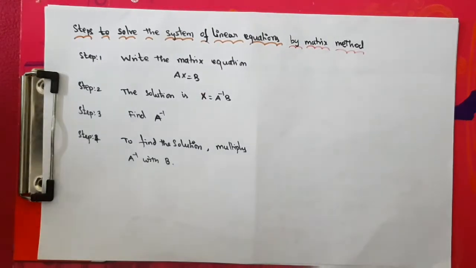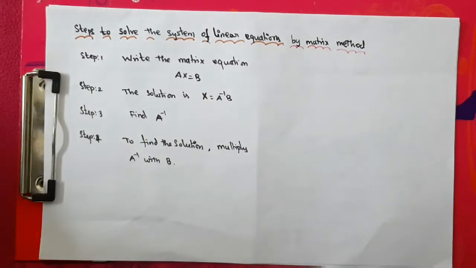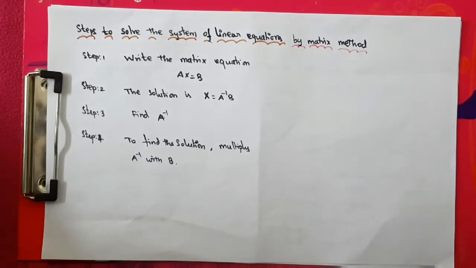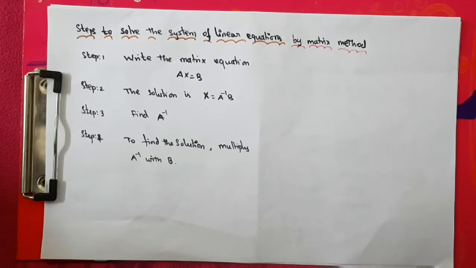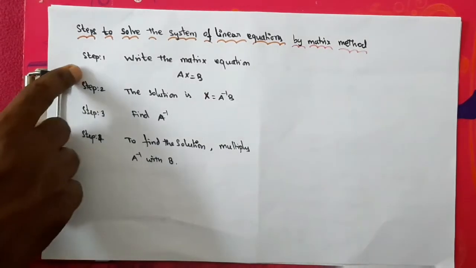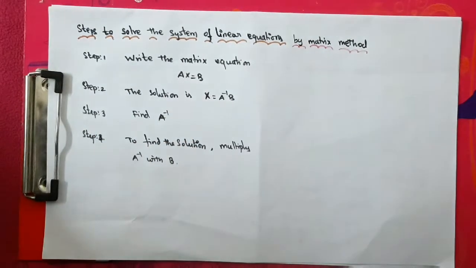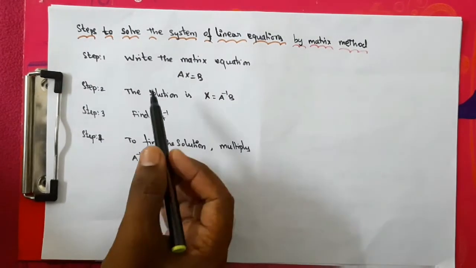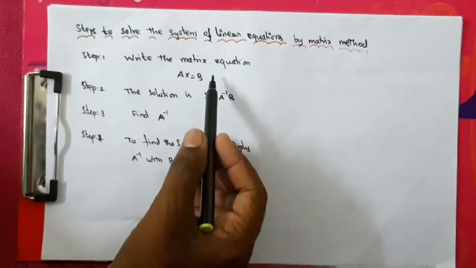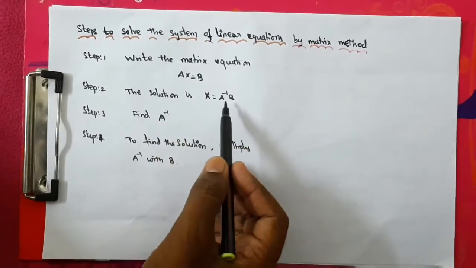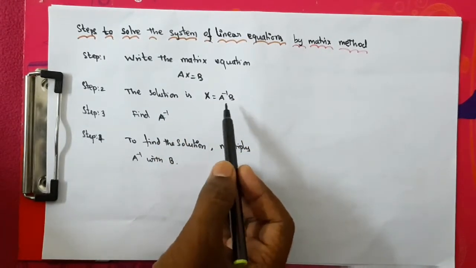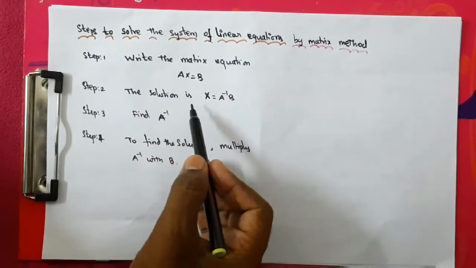Hello students, in today's session we are going to see how to solve a system of linear equations by the matrix method. It is one of the important exercises in this whole chapter, and the steps are very standard. Step 1: first we have to write the matrix equation, that is AX = B. Step 2 is to find the solution: you take A to the other side. When it goes to the other side it becomes A inverse, so X = A inverse B. This is going to be the solution equation.